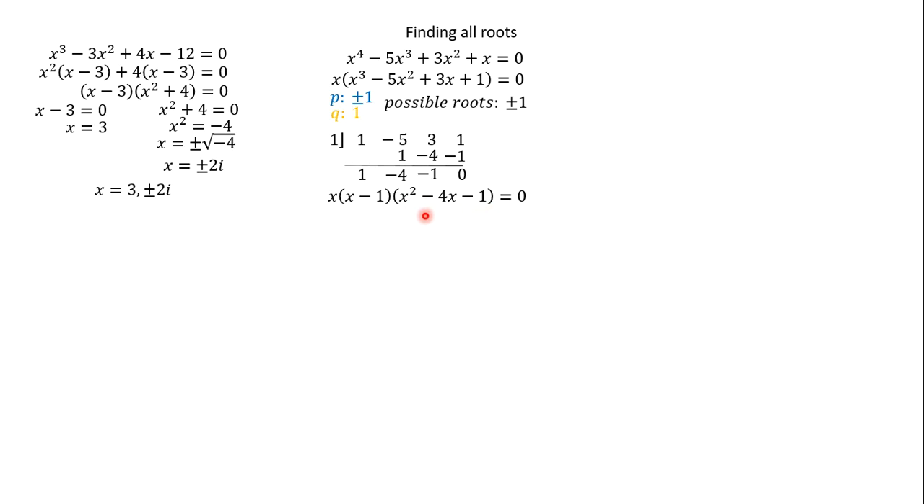We can deal with a quadratic. Notice I didn't lose my other roots. We had 1 as a root, so the factor is x minus 1, and we still have this x in front that came from the x in front up there. So we have x equals 0, x equals 1, and whatever we might get from this.